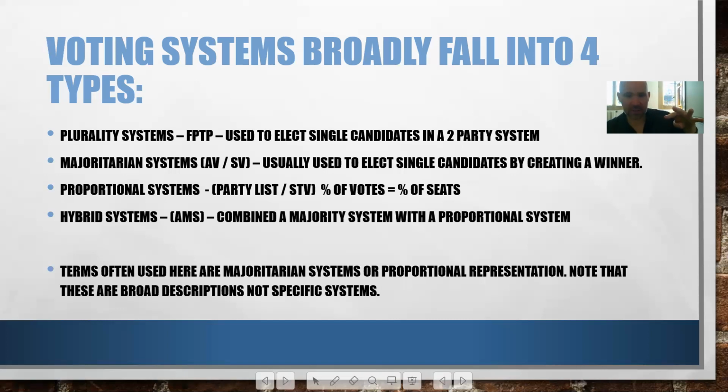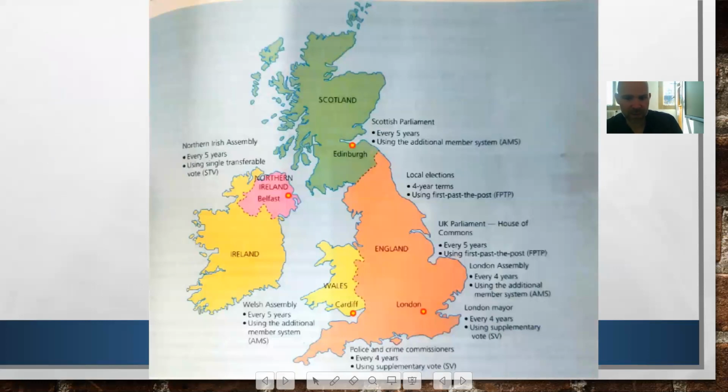Now, I just want to be very clear here. When I use these terms, plurality systems, majoritarian systems, proportional systems, that's not actually the name of the system. That's a category. The names of the systems are the bits almost only in brackets here: AV, SV, party list, AMS. So try not to say in an exam, "if you use proportional representation," because that's not a system. You'd have to say something like, "if you used a proportional system like the party list system," that would be a correct way of using that in an essay. So we're talking about AV and SV in this particular video.